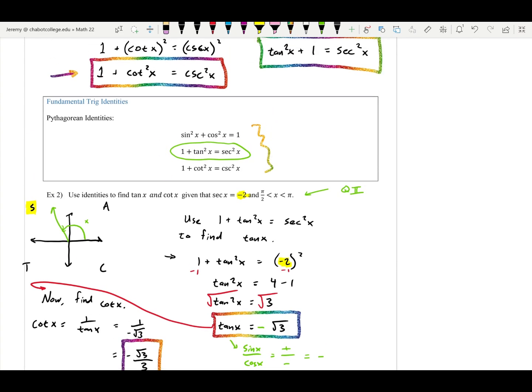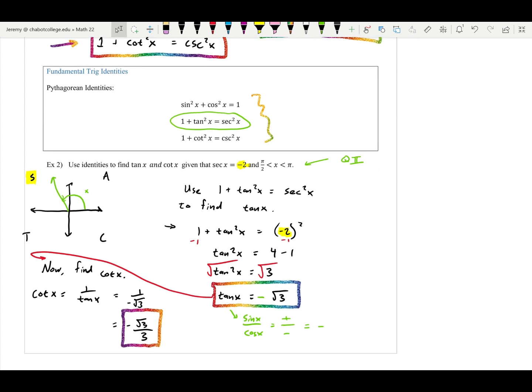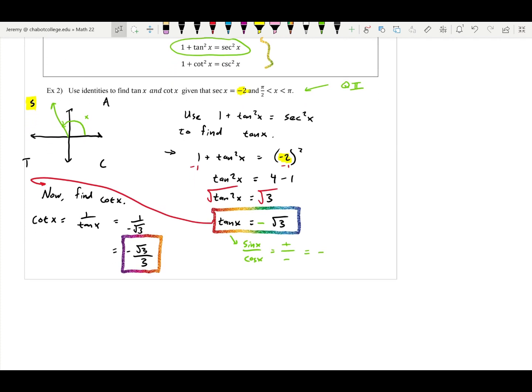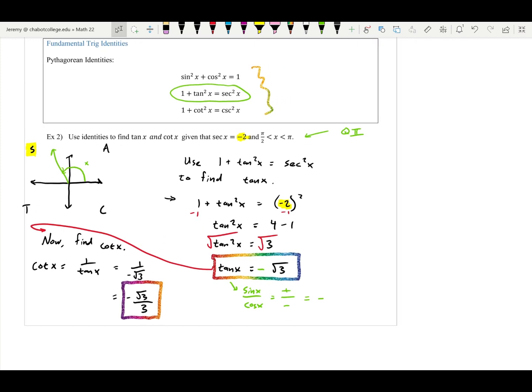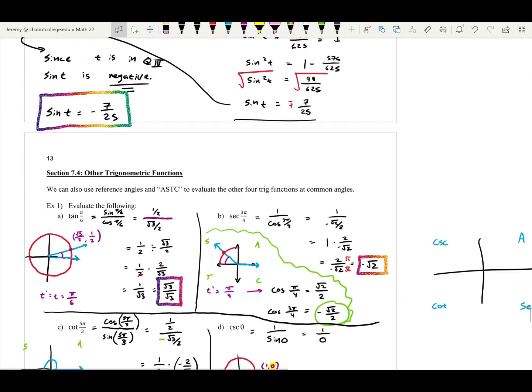I don't need to mess around with this one. I wouldn't want to because I don't know what cosecant is. I just knew what secant was. Fortunately, I could get away with just taking the reciprocal of this first answer that I found for tangent, and that gives me cotangent of x. Okay, so just making use of these Pythagorean identities to solve for these trig functions without solving for the angle x. Again, you can compare this to the last example in the previous section.